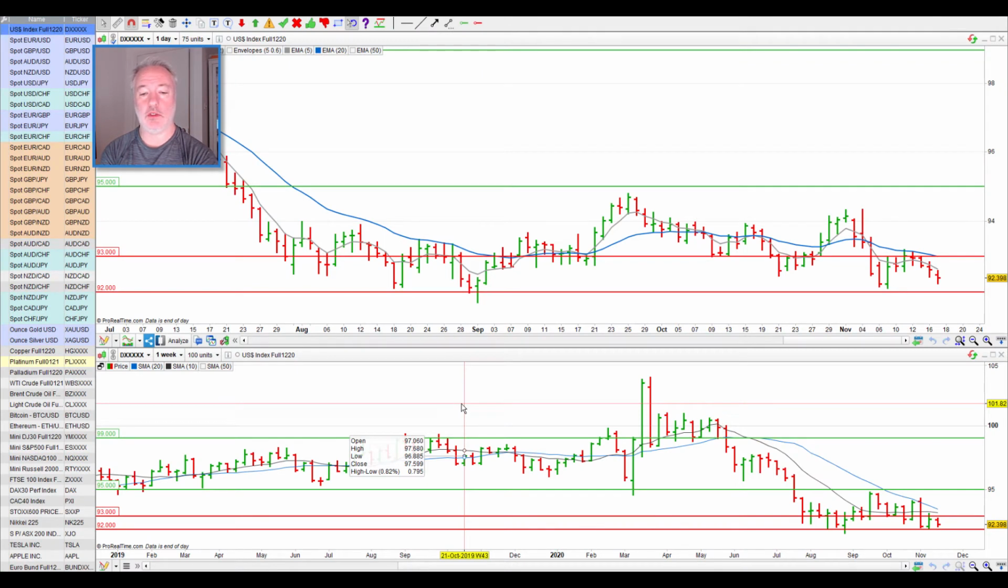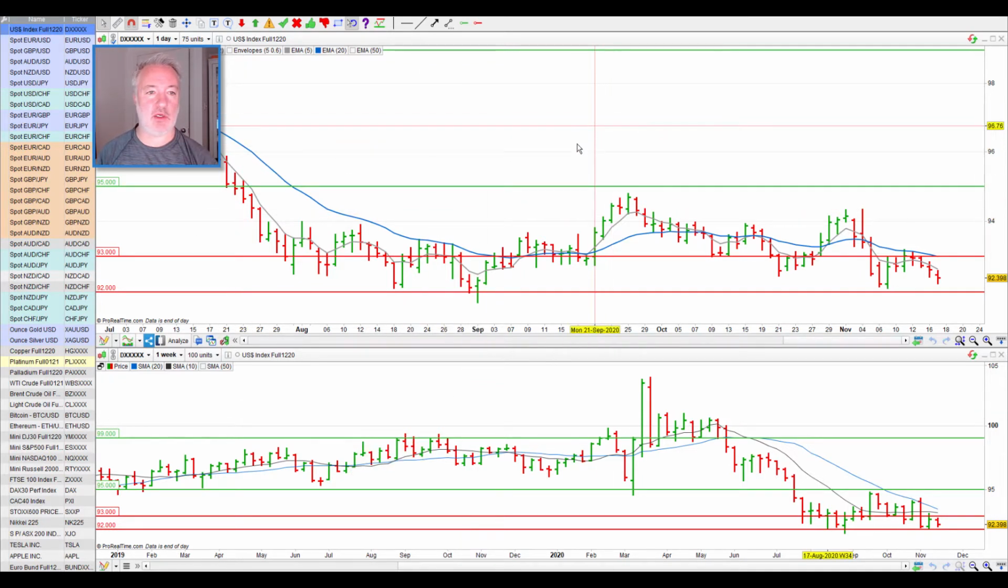Hi everyone, so it is Wednesday night, the 18th of November 2020, and I'm doing a market scan and I wanted to kind of take you through it. This is meant more for newer, younger traders, but potentially also for ideas for more experienced traders. So I've got a daily chart on the top and a weekly chart at the bottom.